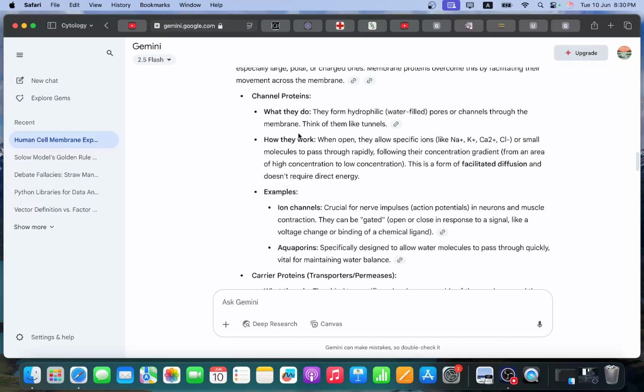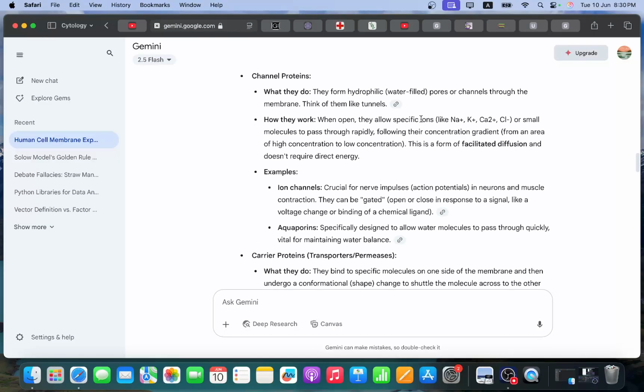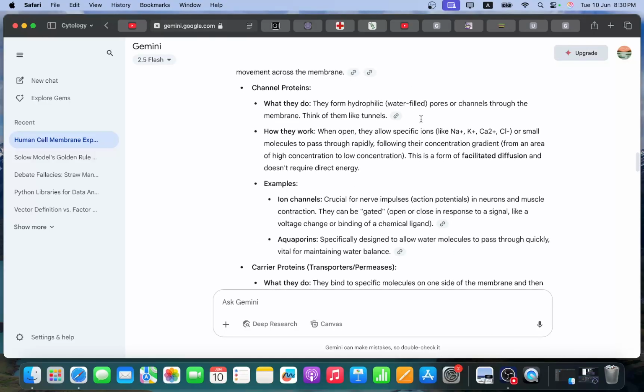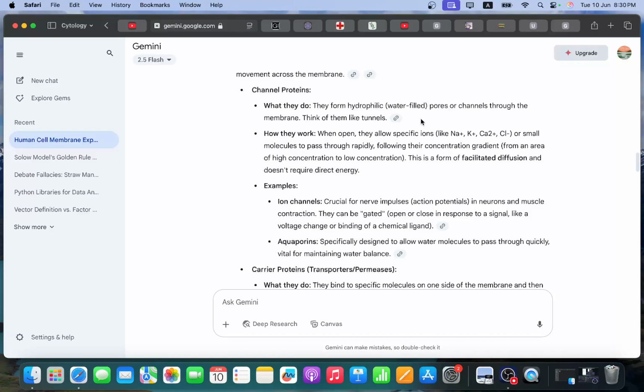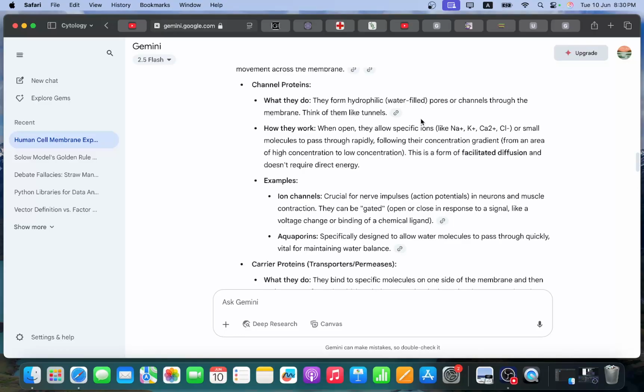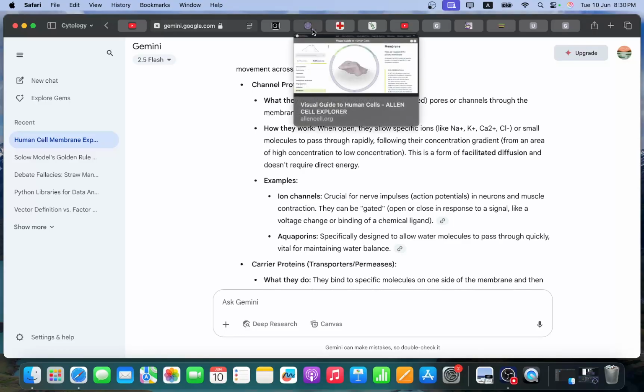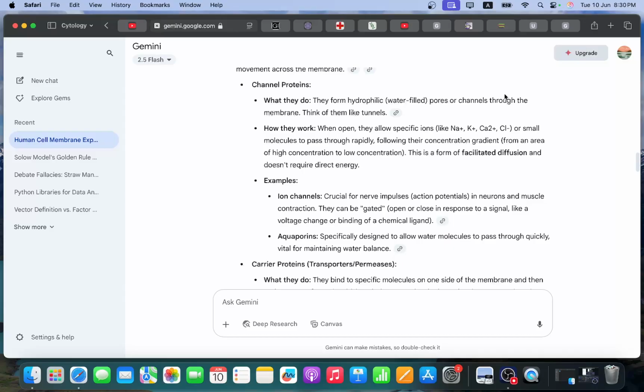Channel proteins form hydrophilic, water-filled pores or channels through the membrane. Think of them like tunnels. Yes, channel proteins. Are they like tunnels, or which one? What am I thinking? There was pore, there was channel. Pore basically has no barrier. It's like easy entry.